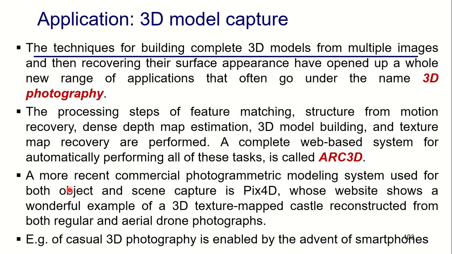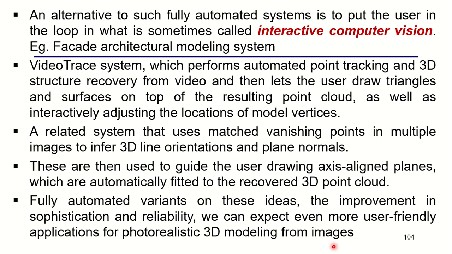A more recent commercial photogrammetric modeling system used for both object and scene capturing is Pix4D, whose website shows a wonderful example of a 3D textured map of a castle. This is the castle, which is reconstructed from both the regular and aerial drone photographs. An example of casual 3D photography is enabled by the advent of smartphones.